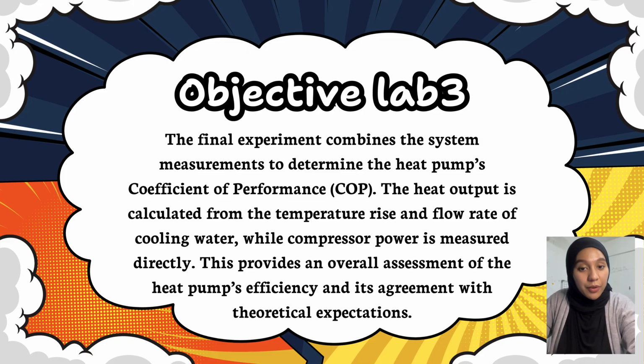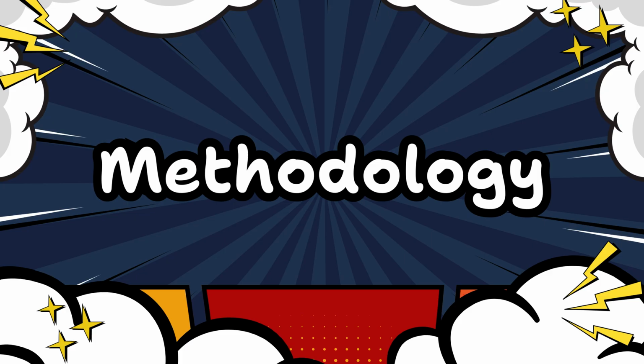For the final experiment, we combine system measurements to identify the heat pump's COP. The heat output is calculated by using the temperature rise and the flow rate of cooling water, while compressor power is measured directly. This provides an overall assessment of the heat pump's efficiency and its agreement with theoretical expectation.